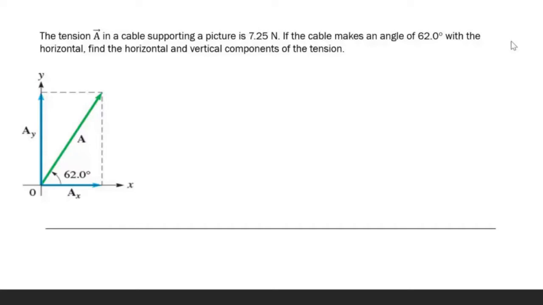What are we looking at? We're told here that there is tension in this cable. So in this case, the vector represents tension, and that has a magnitude of 7.25 newtons. The angle of this vector is 62.0 degrees with a horizontal. In other words, if I draw this vector in standard position, I would draw it at 62 degrees and label it as it's done here. We're asked to find the value of a subscript x and a subscript y, the x and the y components of vector A.